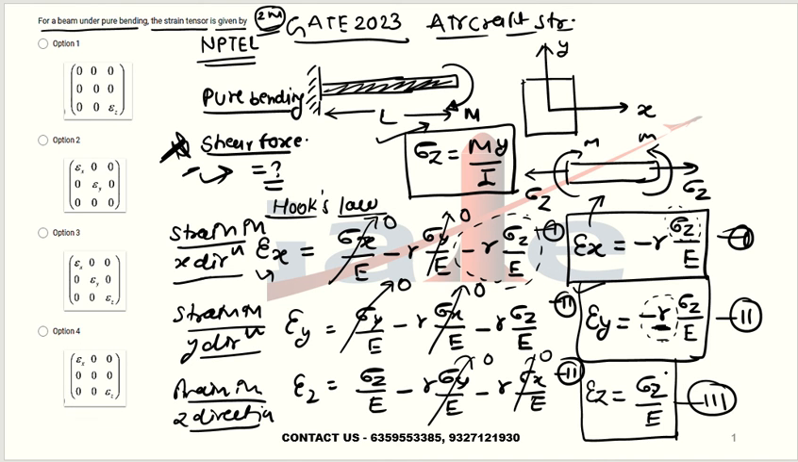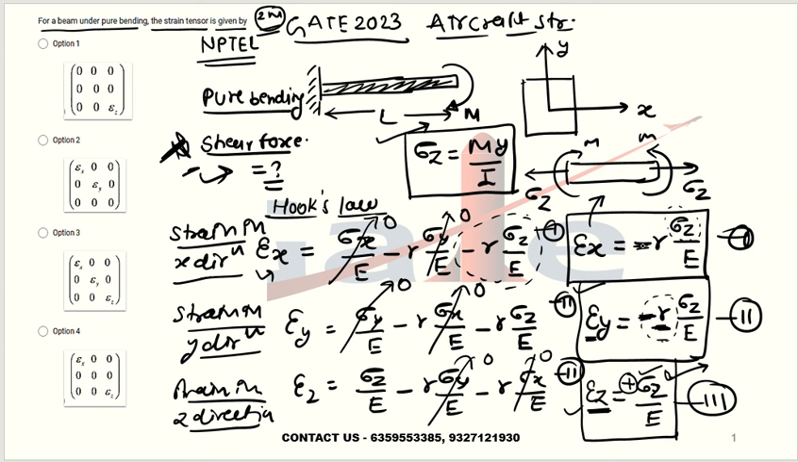What is the significance of that? Because of pure bending, sigma z is induced, and because of sigma z, you are getting normal strain in z direction. This is nothing but normal strain. Now you are getting normal strain in y direction, having negative sign. What does it mean? This is positive sign, so there is an elongation in z direction, and because of negative sign, there will be compression in y direction.